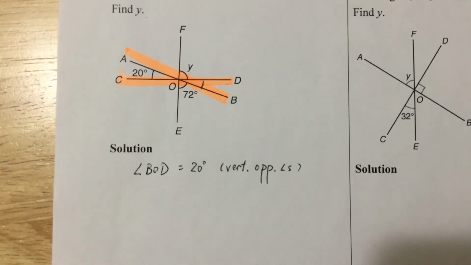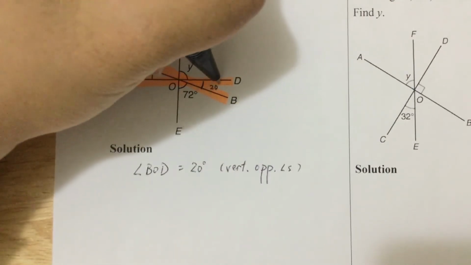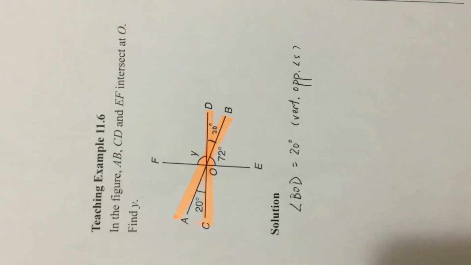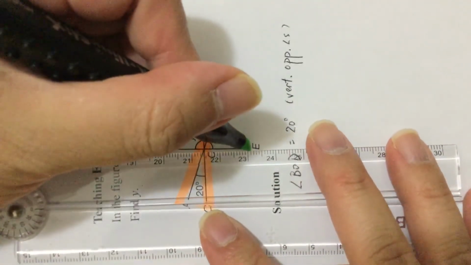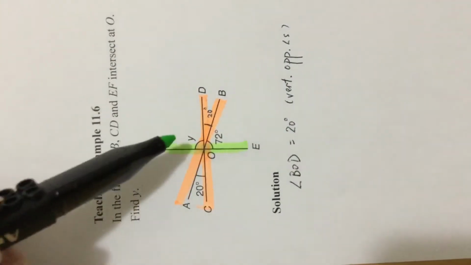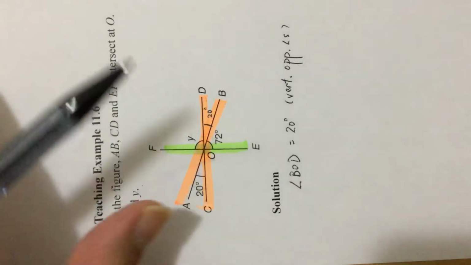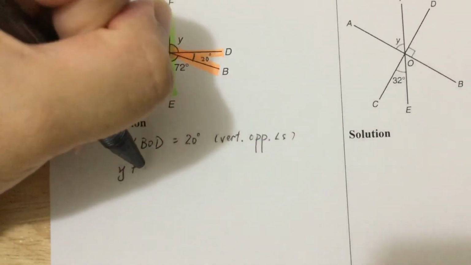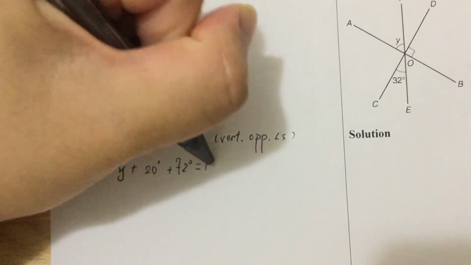Next, what we are going to use is that we know this one is 20 degrees, and we can add this and move this one once again. We know that EF is also a straight line. So I know that y, 20 and 72 added together give 180 degrees. So let's write down y plus 20 degrees plus 72 degrees equals 180 degrees.